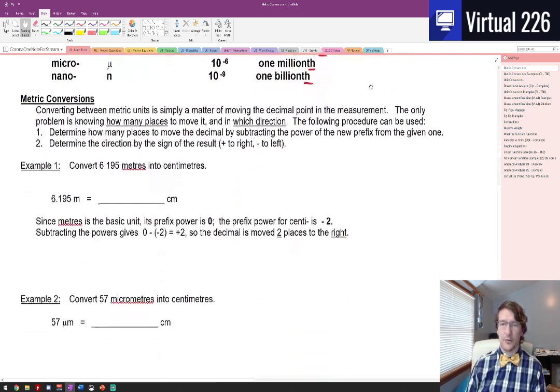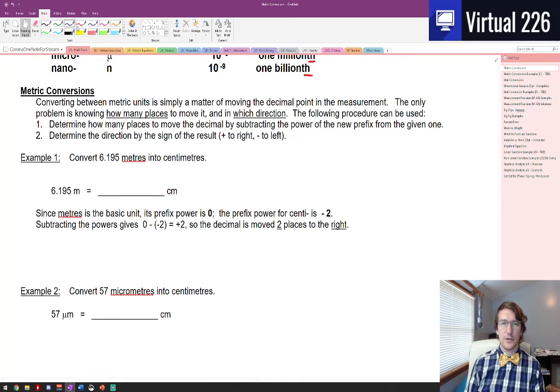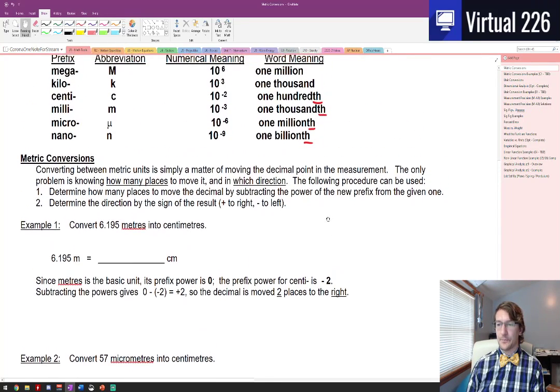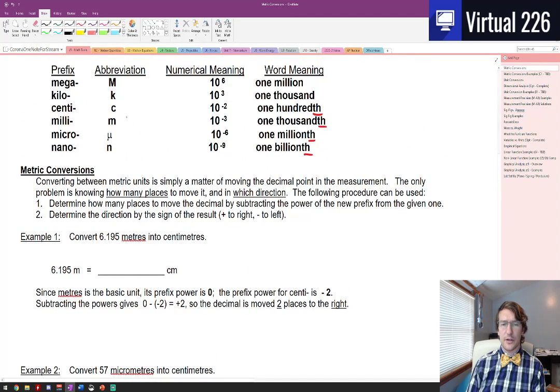So you're probably somewhat familiar with this. To convert within the metric system, it's just a matter of moving a decimal point to the left or right, and this is a pretty straightforward procedure. What we'll do is look at our two metric prefixes, what we have and what we're going to, and by doing that we can get an idea of how many places the decimal needs to move. To do this, we subtract the power of the new prefix from the given one.